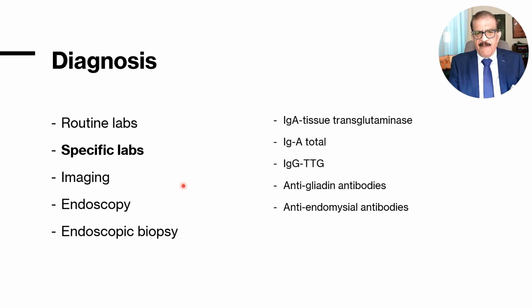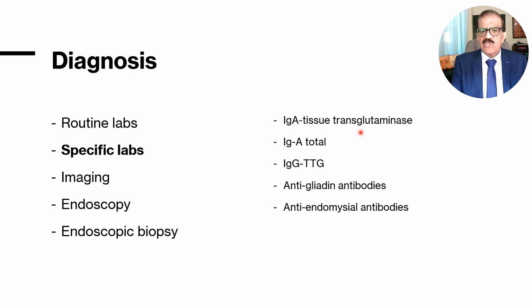The specific labs, these are the specific labs. We do IgA tissue transglutaminase. Transglutaminase is a protein, an enzyme which is involved in the digestion of certain proteins. Now, antibodies belonging to any class, but particularly the IgA class, are present.